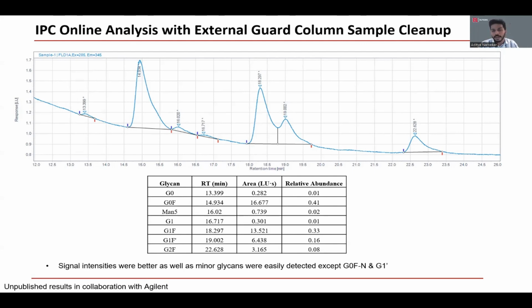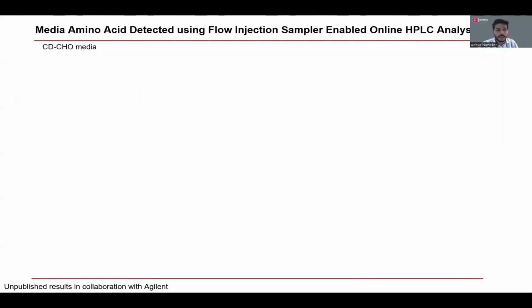The other part of the talk, as you know, is about amino acid analysis, so I'll just touch base on it. Now, amino acids, as you know, are analyzed from the cell culture media, and therefore we use the control cell culture media as a sample for analysis.